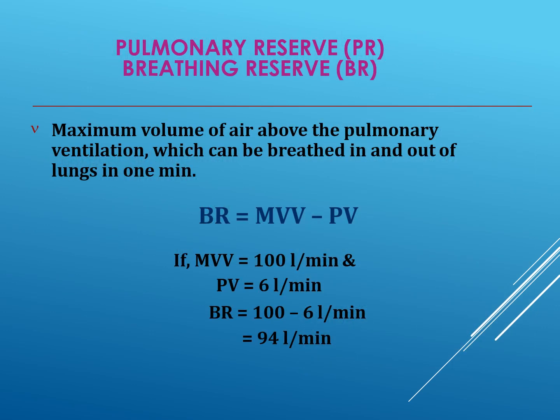And the next one is pulmonary reserve or breathing reserve. It is the maximum volume of air above the pulmonary ventilation which can be breathed in and out of the lungs in 1 minute. And it is expressed as maximum voluntary ventilation minus pulmonary ventilation. Suppose MVV is 100 liters per minute and PV is 6 liters per minute. The breathing reserve or pulmonary reserve can be 94 liters per minute.